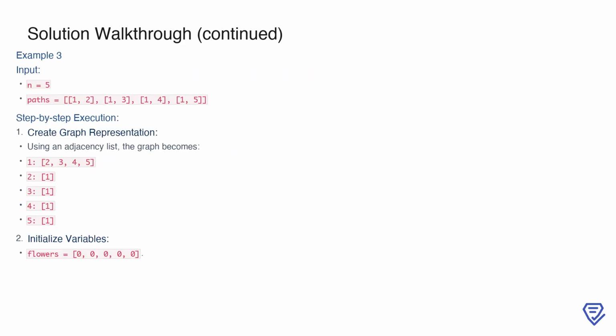In this example, we have 5 gardens with paths connecting garden 1 to gardens 2, 3, 4, and 5.